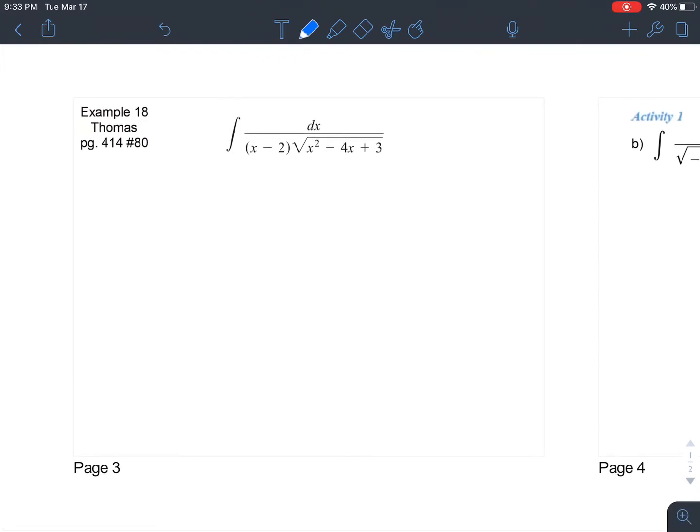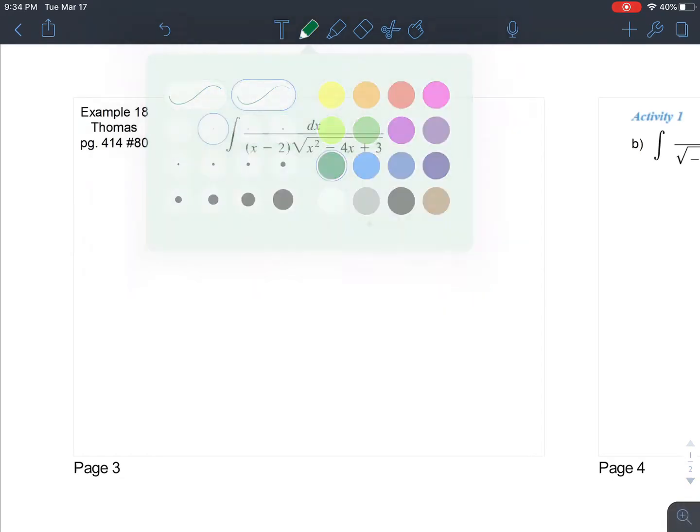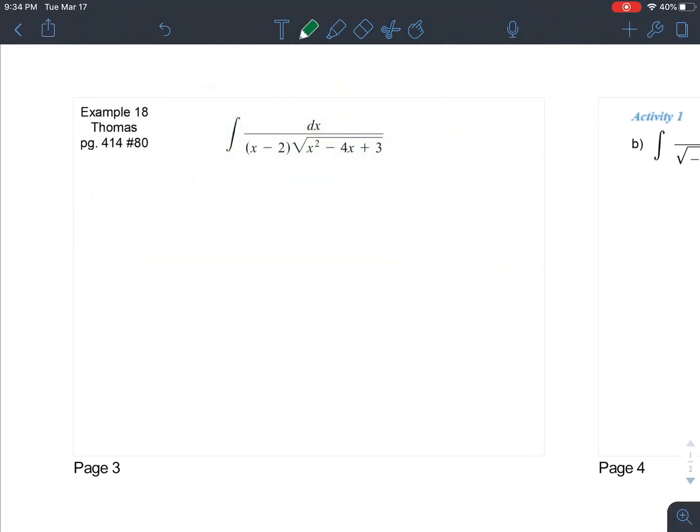So this first example then, this is question 80 from the Thomas book. Also, I apologize for calling that example 18. I'm not sure why I'm starting with 18. But anyway, what we will do is look at this, and I hope you remember this from yesterday's notes, because we have a part that is outside of a square root and we've got a square root in the denominator, you should be able to recognize that this is going to integrate into the arcsecant.